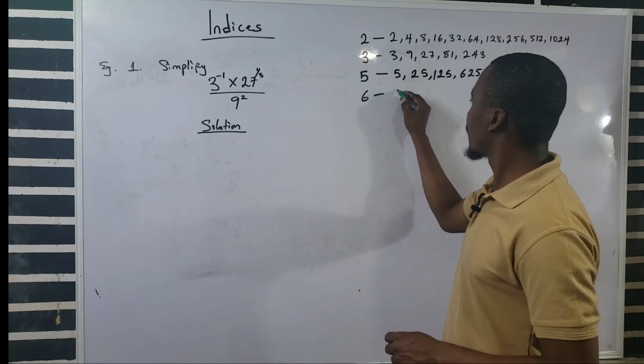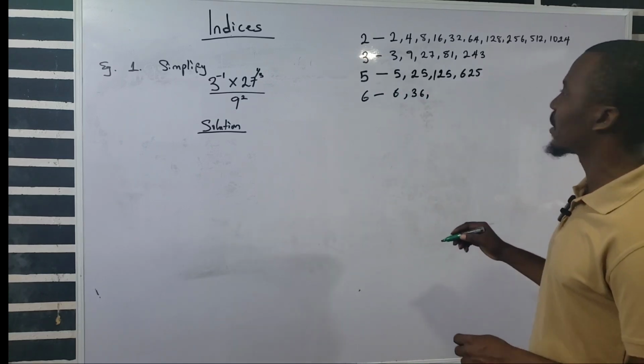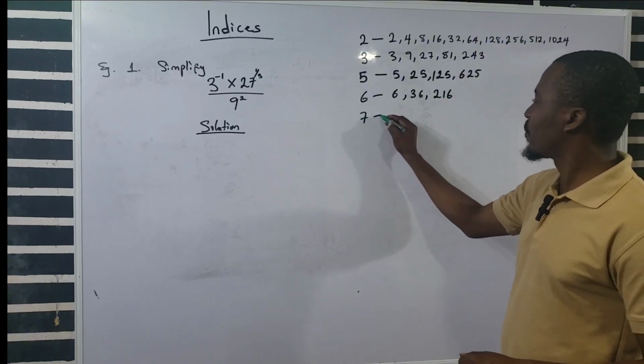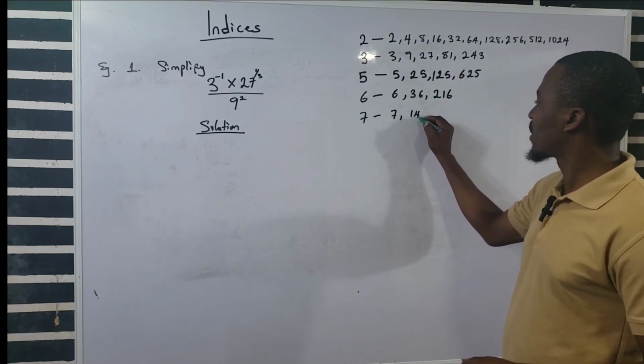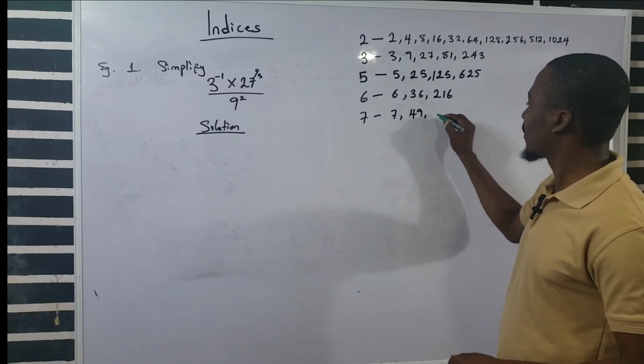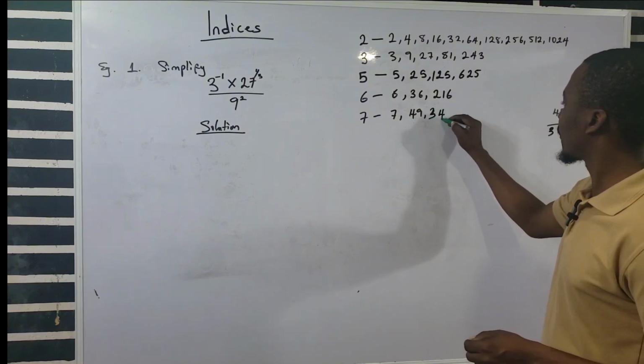6 will give you 6, 36. 36 times 6, that will give us 216. They won't go beyond that. 7 will give you 7, 49. Oh, no, not 14, please. 49. So they can't go beyond that.